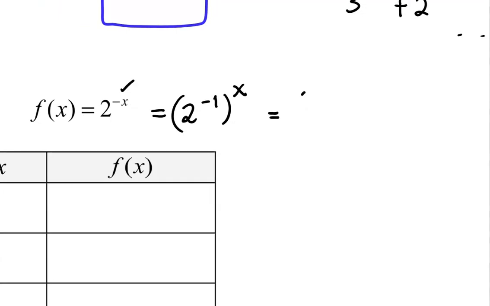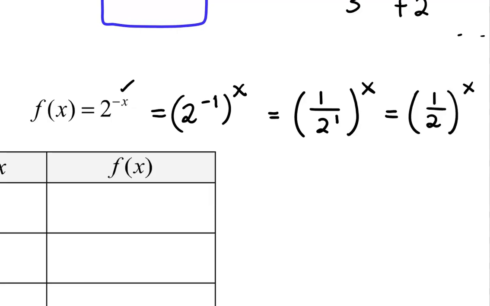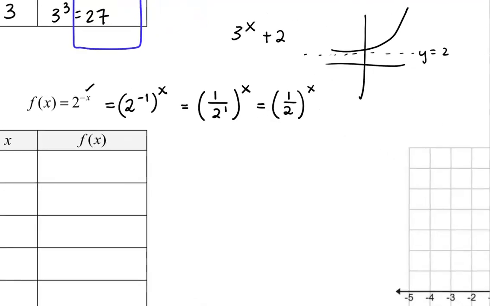But 2 to the negative 1 is the same thing as 1 over 2 with an exponent of positive 1 on it. And it still has that entire exponent of x on it. All this to say that this is the same thing as 1/2 to the x. So the base of this exponential function is equal to 1/2.